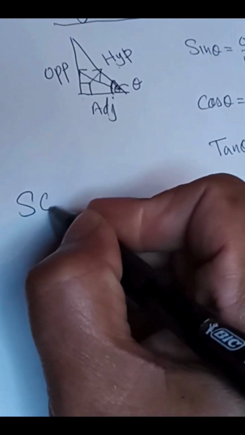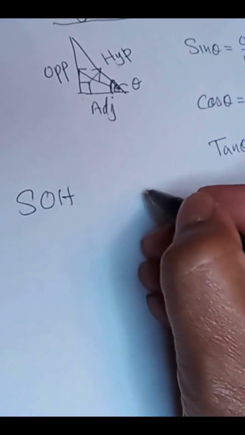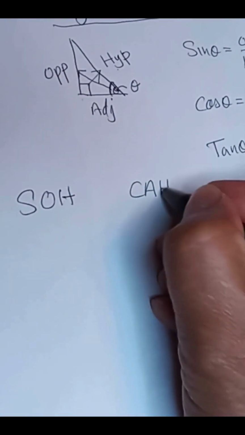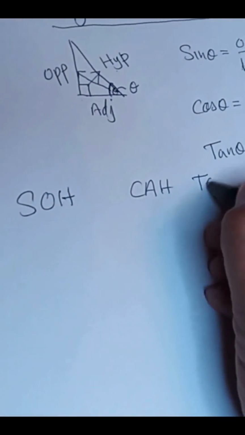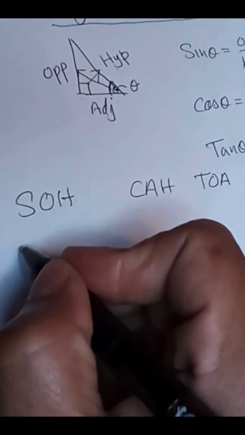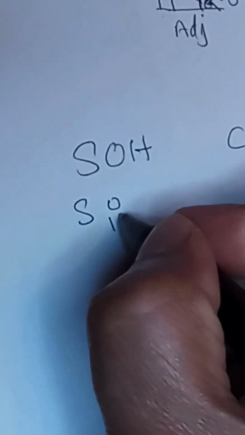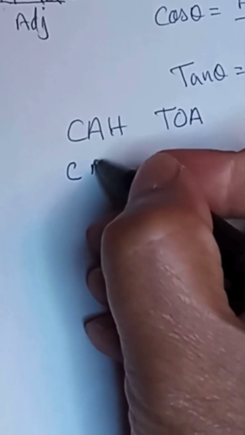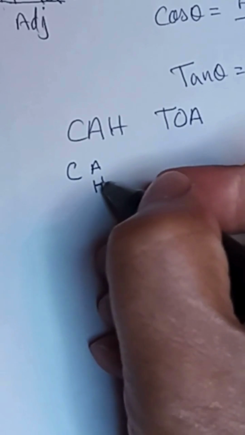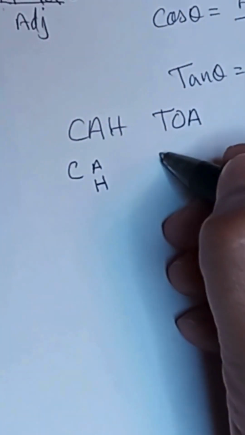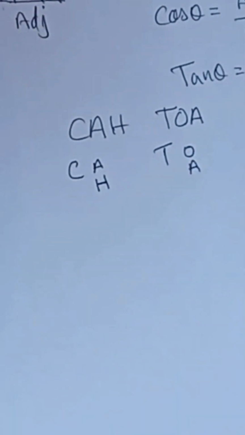So how are we going to remember these ones? So the first letter we have is SOH. Then we have CAH. And then we're going to use TOA. What does that mean? It means sine theta is equal to opposite over hypotenuse. Cos theta is equal to adjacent over hypotenuse. Tan theta is equal to opposite over adjacent.